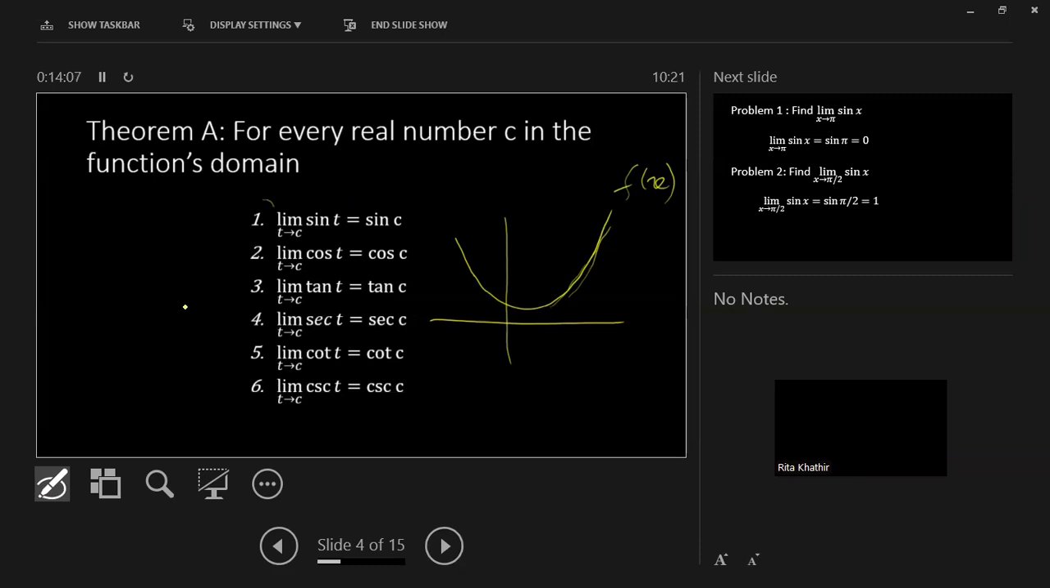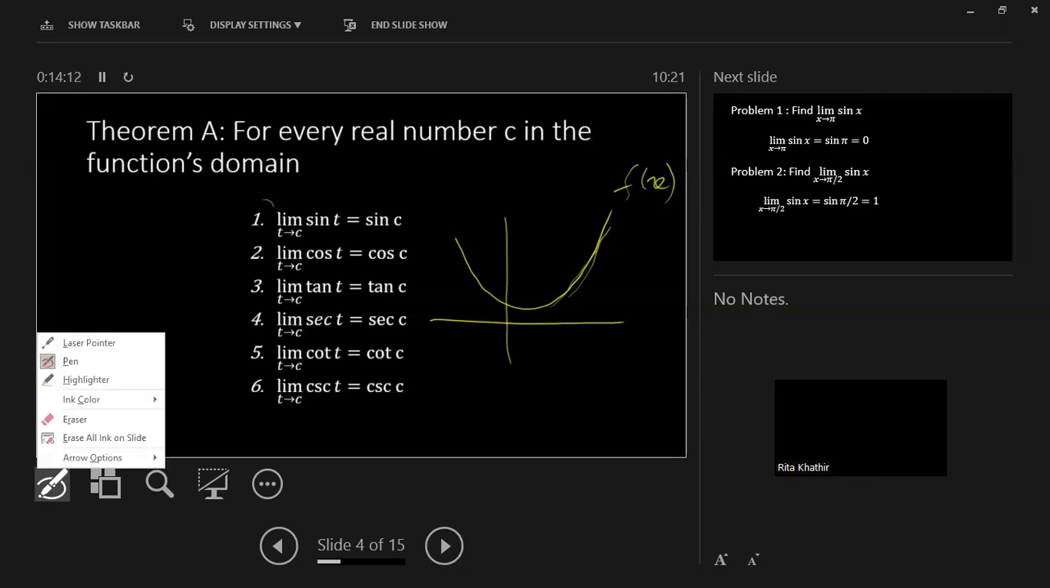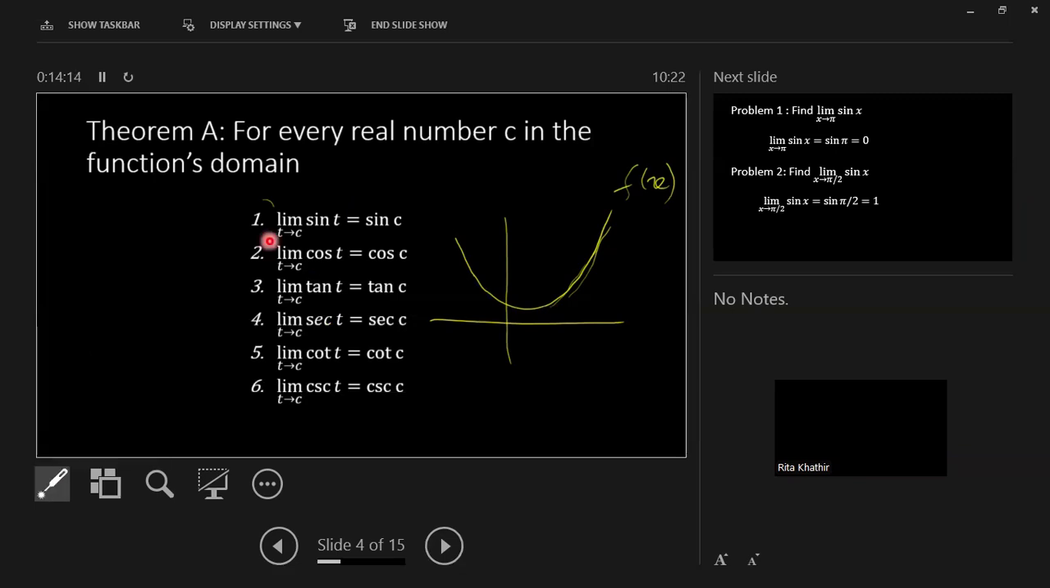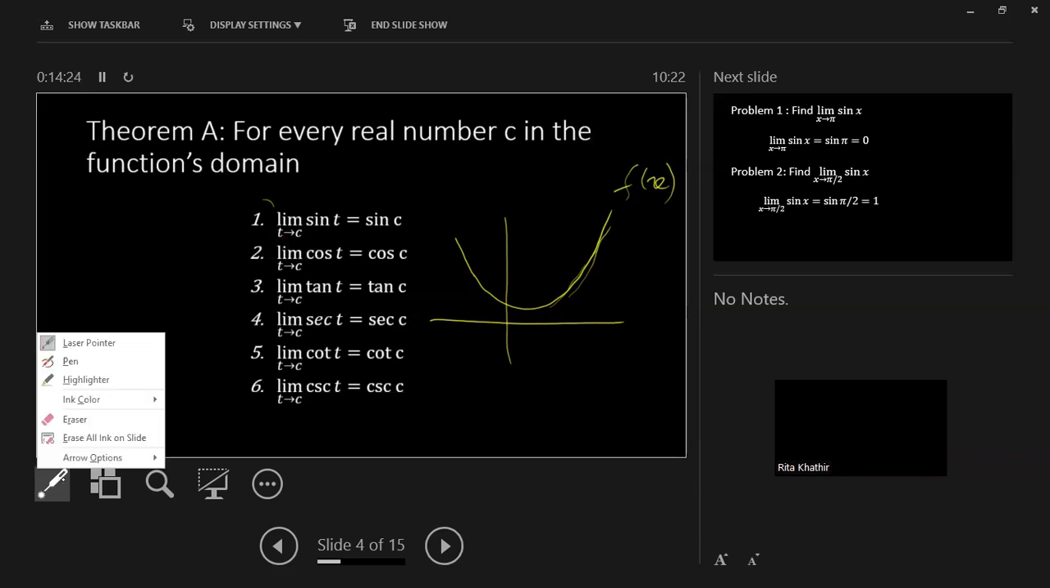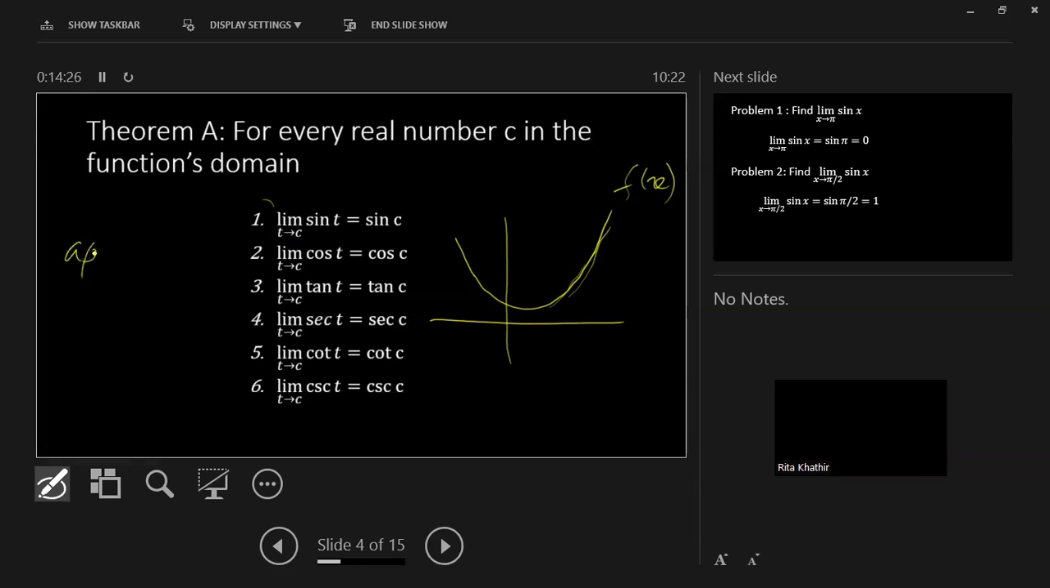Look at these 6 rules. Yeah, it's very easy. Focus. See the first one: limit t approaches c of sine t equals sine c. Just look at it for 1 second, and you will remember it.